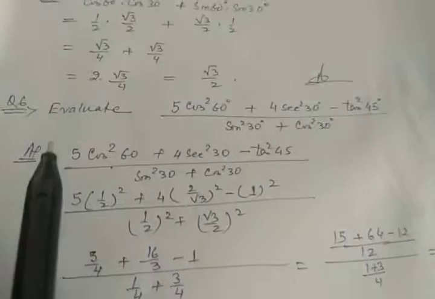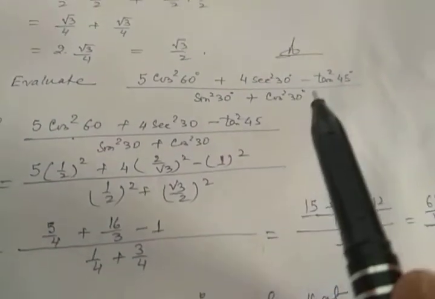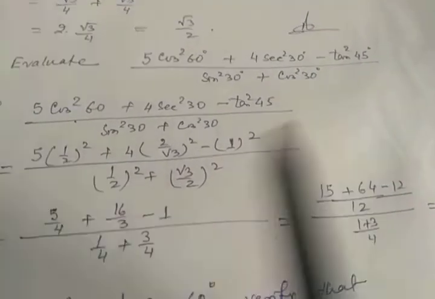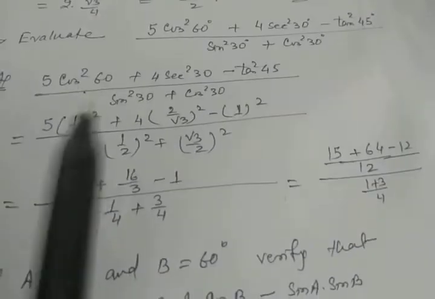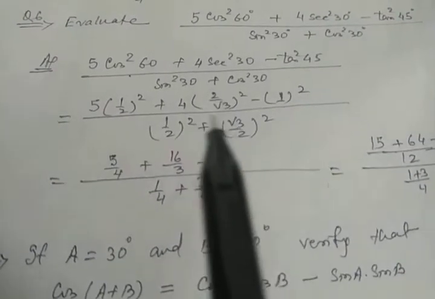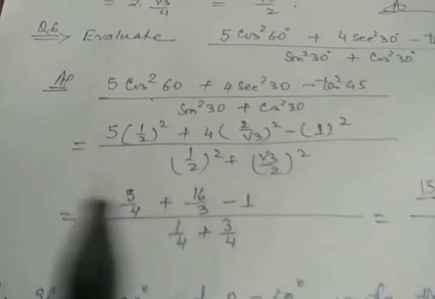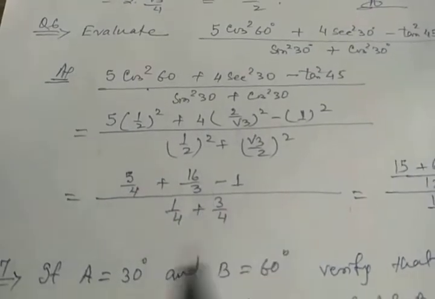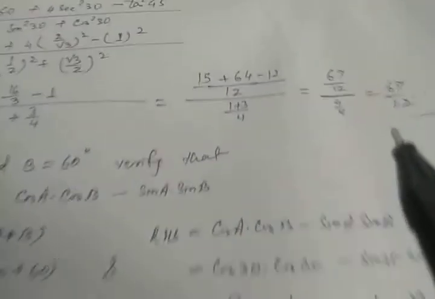Now just take one more example. Evaluate 5 cos square 60 plus 4 sec square 30 minus tan square 45 divided by sin square 30 plus cos square 30. So I have taken the expression and put in the values. Cos 60 is how much? Half, so it is half square. Now 4 into sec 30, how much? 2 by root 3, so 2 by root 3 the whole square. In the same way, 1 whole square, half square, root 3 by 2 square. Try to simplify: 5 by 4, 16 by 3, minus 1, divided by this one. Take the LCM and you get the value 67 by 12.